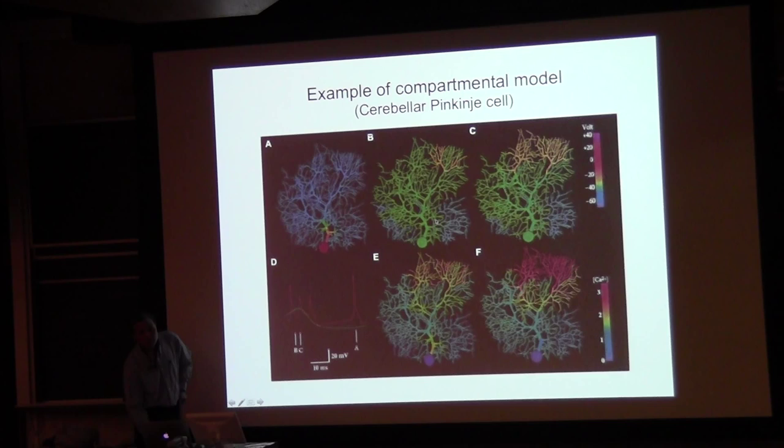So each segment is a different compartment, and the color means activity. The activity starts from the soma here, then propagates and so on. You can do this kind of model. But as you can imagine, you don't have all the data. You don't know how all the different ion channels are distributed across the entire branching of the dendritic tree. So that's almost impossible today.